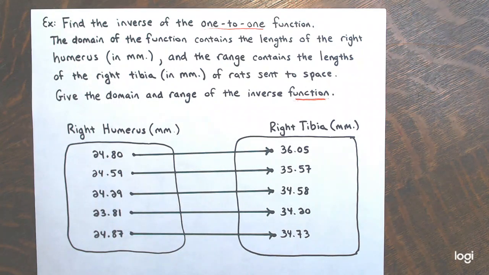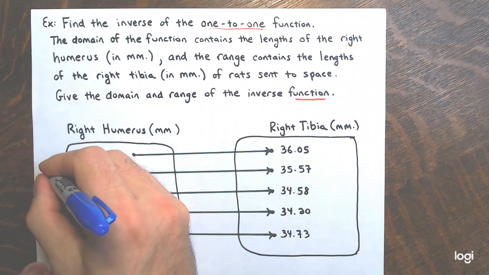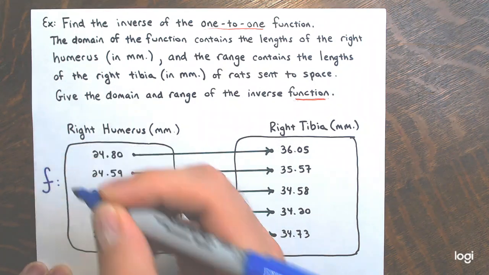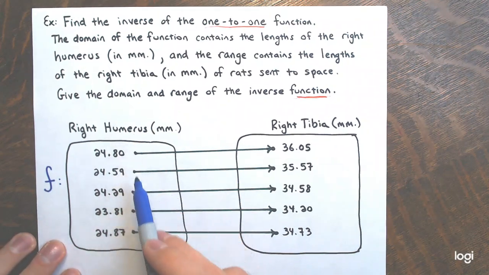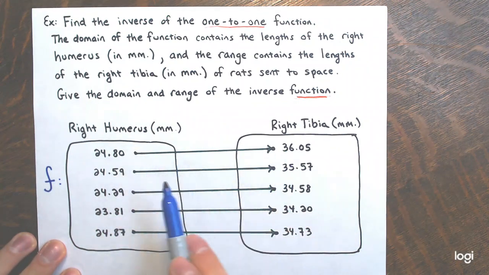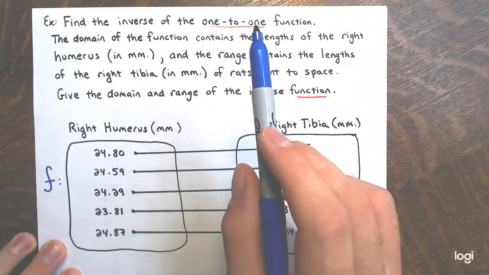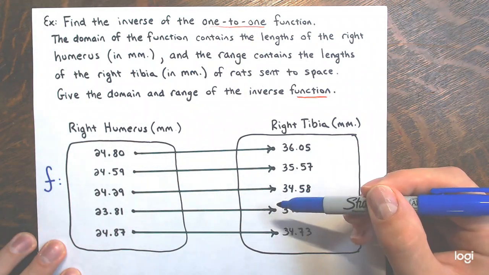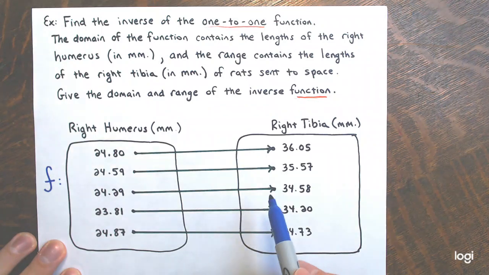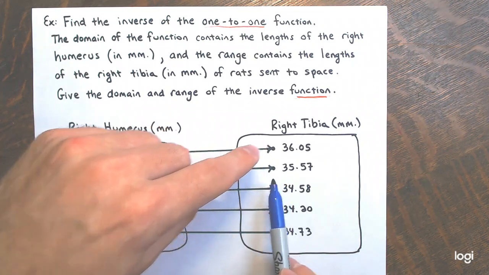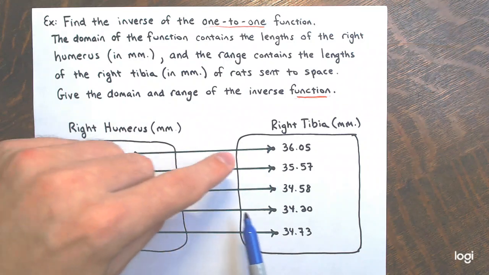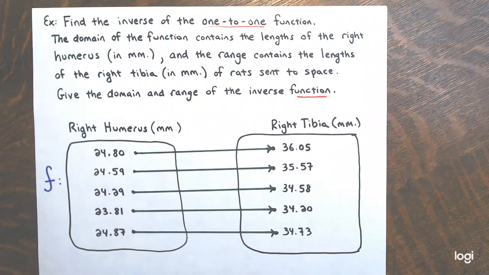Now I'm going to call this function f, and it is a function. Every value in the domain, every input, goes to exactly one output, and you see that it's 1-to-1, because every value in the range only has one arrow coming into it. Every pair of different inputs goes to different outputs. That's what it means to be 1-to-1.